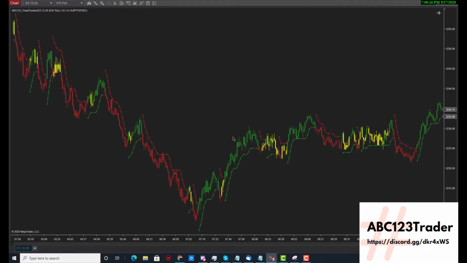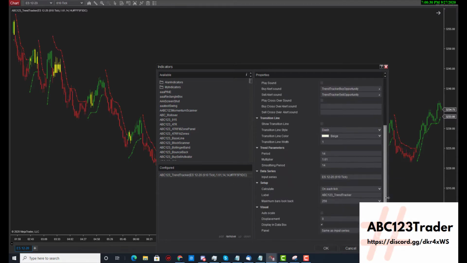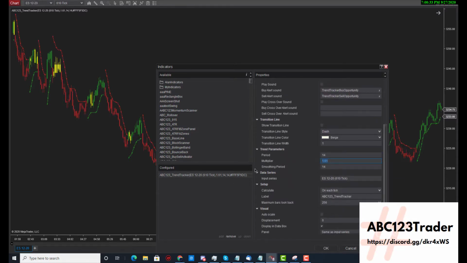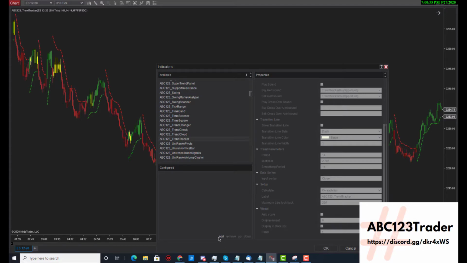Now I'm going to put the multiplier back to the original number that I had it at. I think it was at... you know what, I'll just remove it and add it. I can't remember my number. It's 2 point something. Sorry, brain hiccup here.